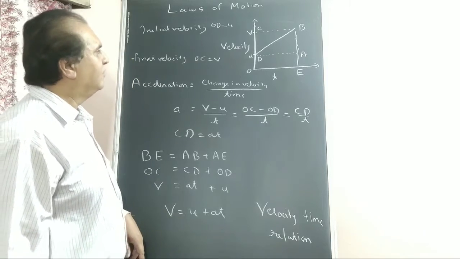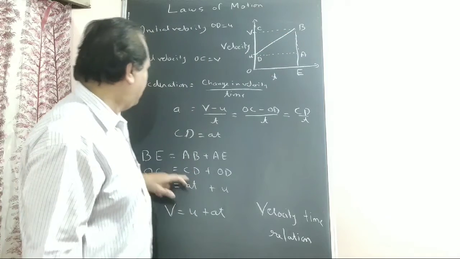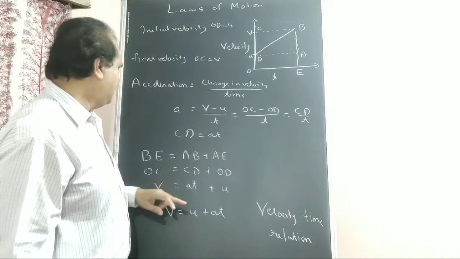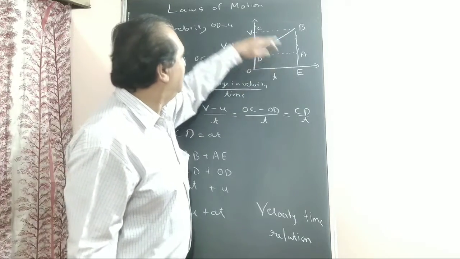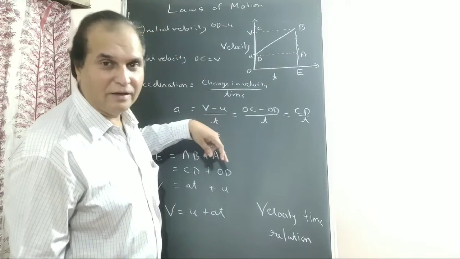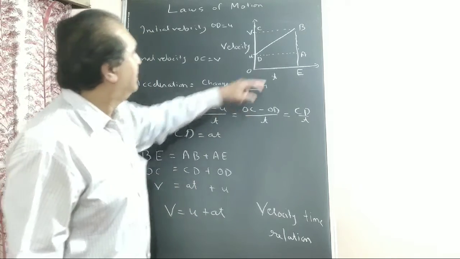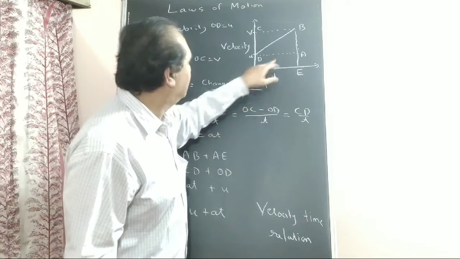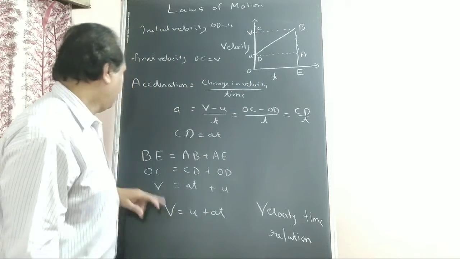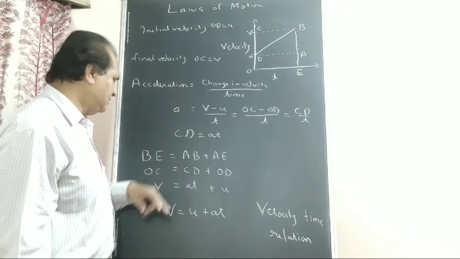Okay. Now BE is AB plus AE, linearity. But BE is OC, opposite sides of a rectangle are congruent. AB is CD, and AE is OD. We have taken opposite sides. Here BE is OC, AB is CD and AE is OD.